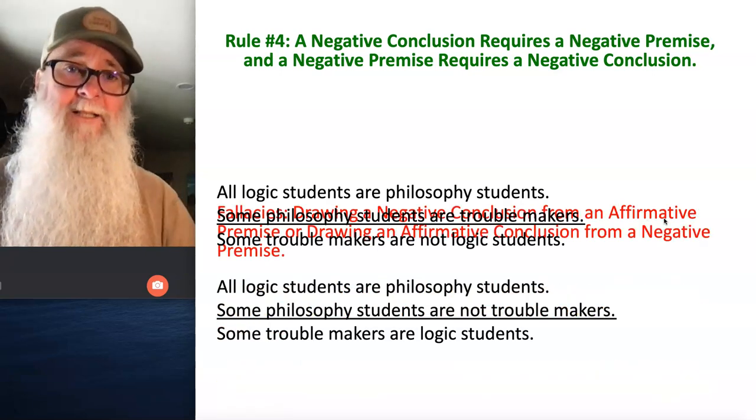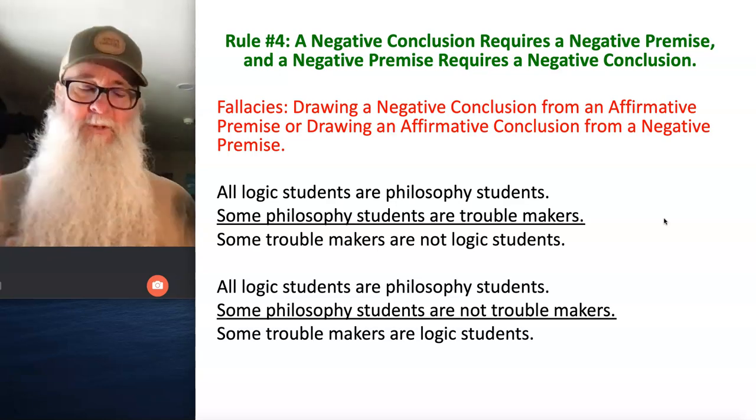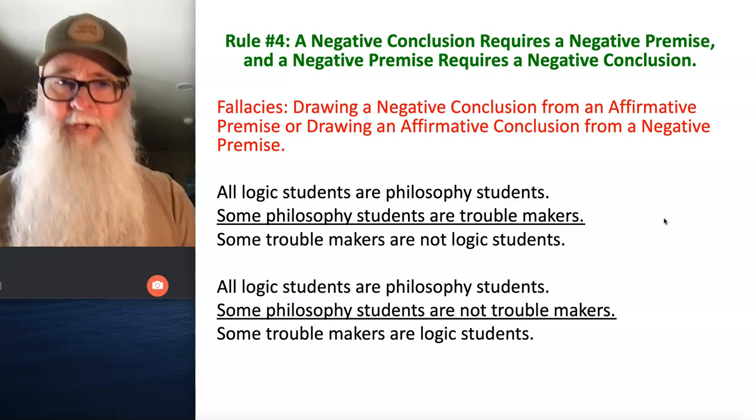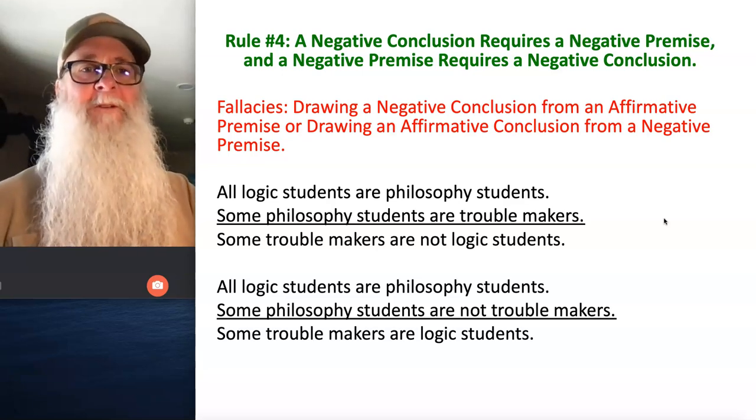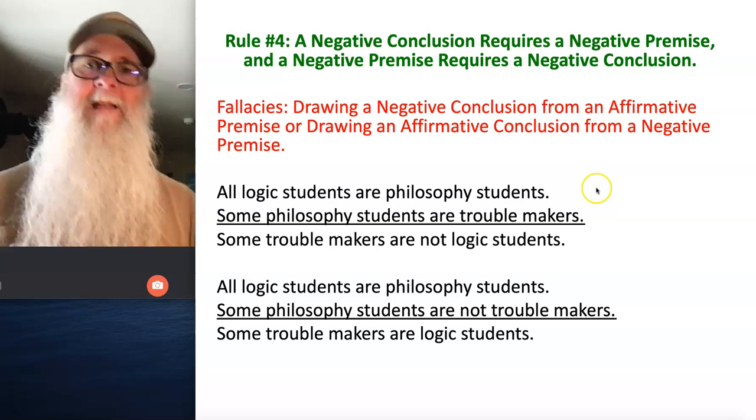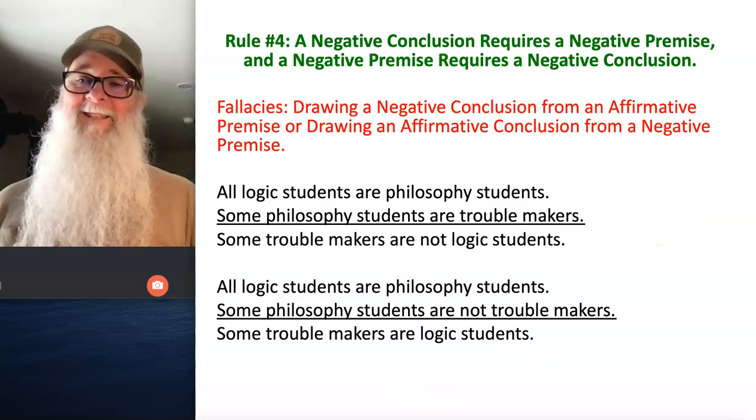And if it's not, then we've committed this fallacy, which rolls right off the tongue. You're either drawing a negative conclusion from an affirmative premise, or you're drawing an affirmative conclusion from a negative premise. Either way, the argument is invalid.